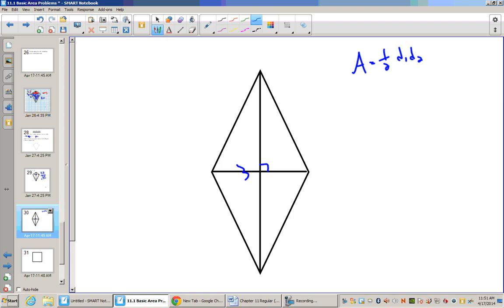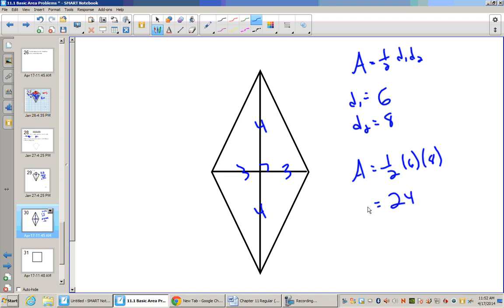So if I have 3, 3, 4, and 4, we'd have to write diagonal 1 is this whole distance, which is 6. This whole diagonal would be diagonal 2, which is 8. So my area would be 1/2 6 times 8. 6 times 8 is 48, divided by 2, and we get 24 units squared is my area of this rhombus.